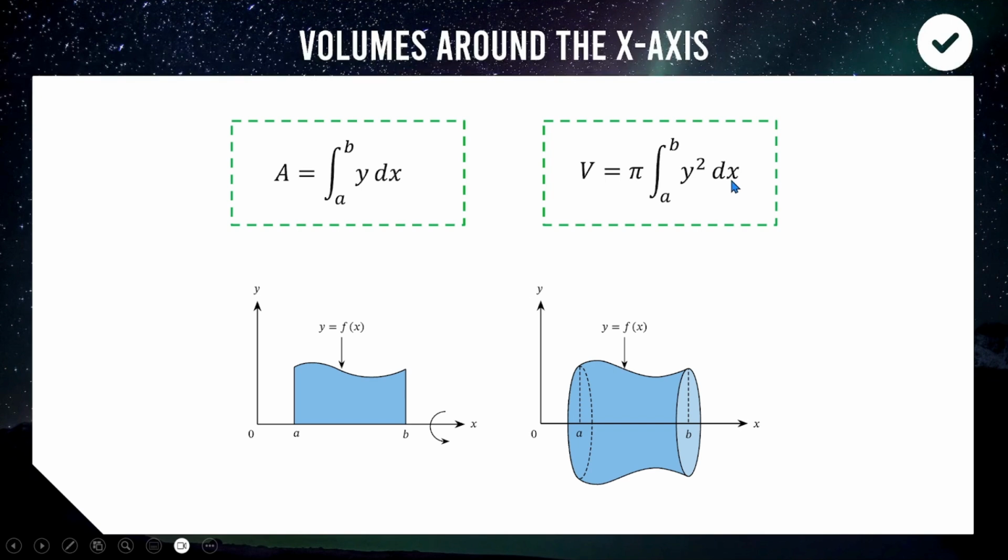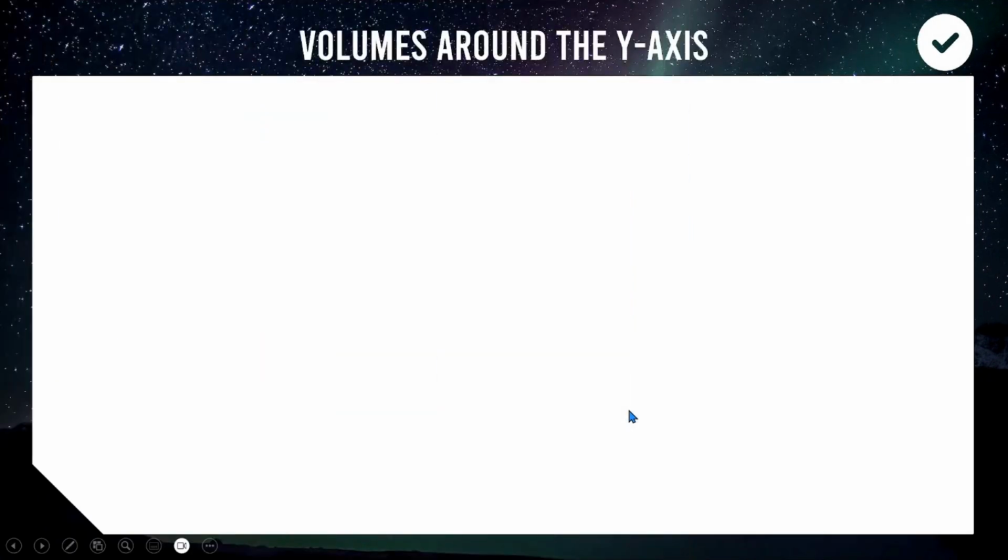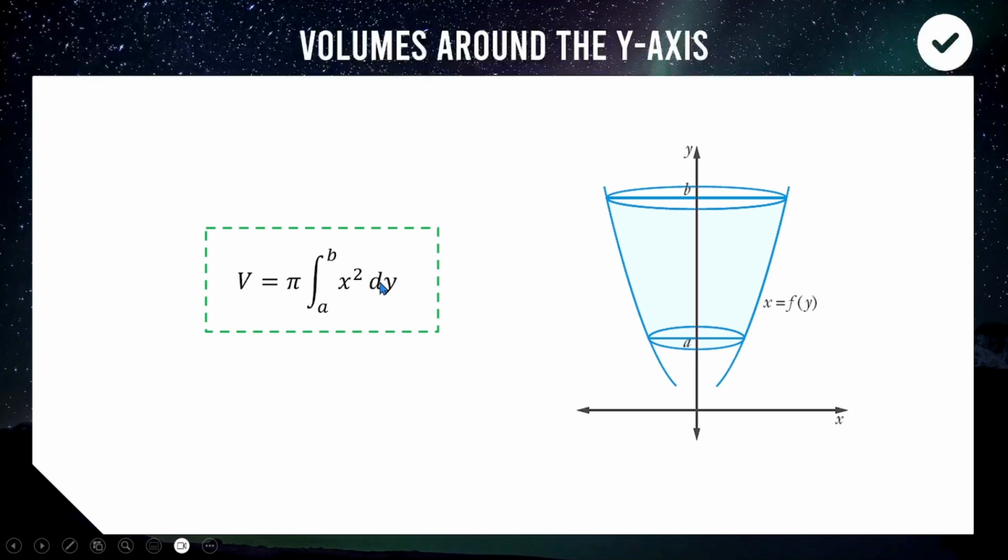These formulas are on the reference sheet, but you've got to remember which one is the x and which one is the y. The hint is, if it's got dx, it's the one for the x-axis rotations. If it's going around the y-axis, then the formula has the dy on it. So this time we're taking circles going vertically, adding all the circles together, and then forming a solid.